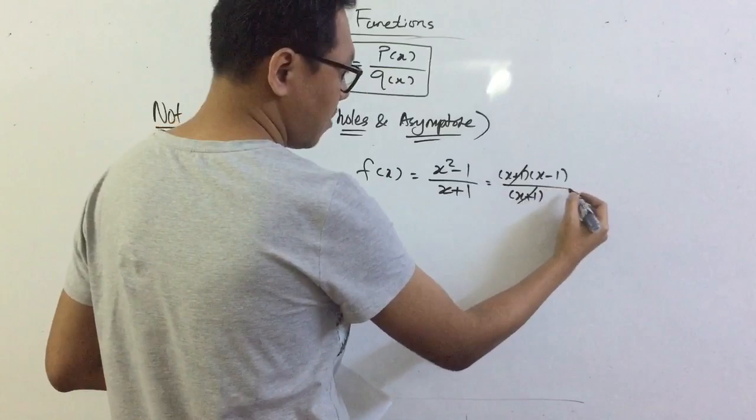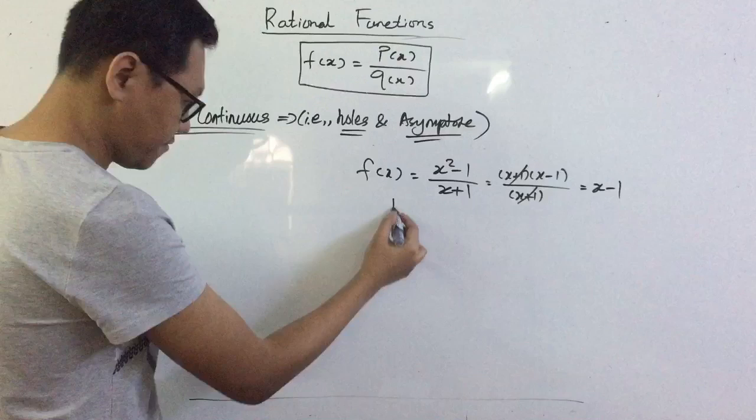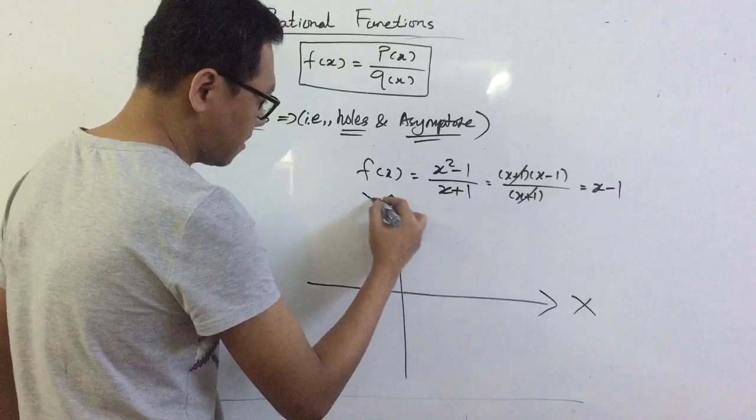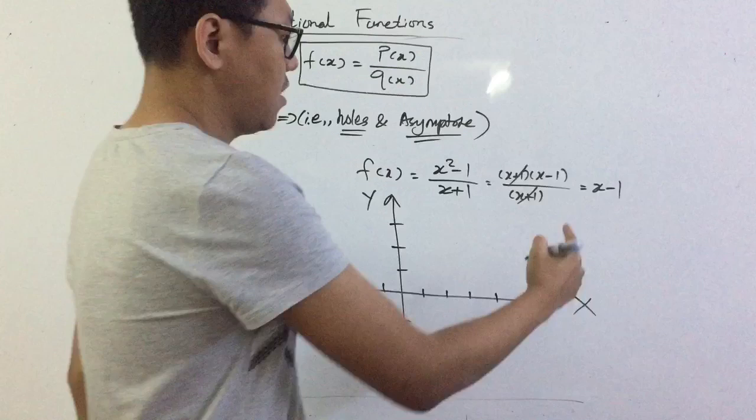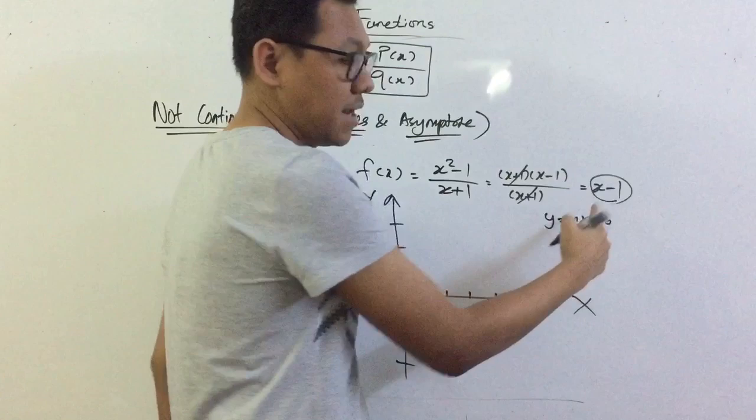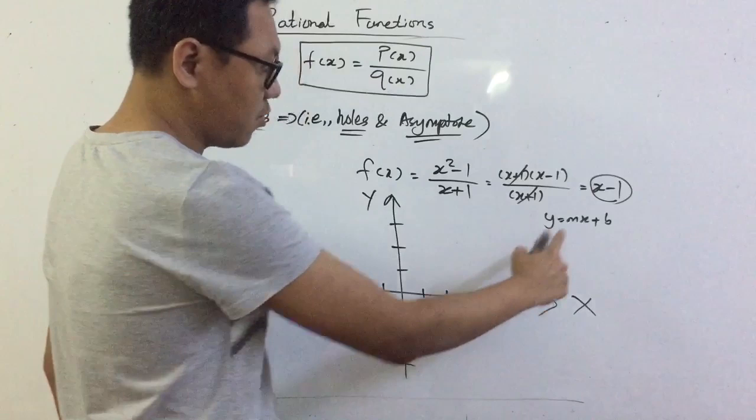Let me graph it. X, y. 1, 2, 3, 4. 1, 2, 3. Okay, so I'm going to use y equals mx plus b here because it has become a linear function. The y-intercept is negative 1, so this is the y-intercept. The slope will be 1 over 1, which is here.